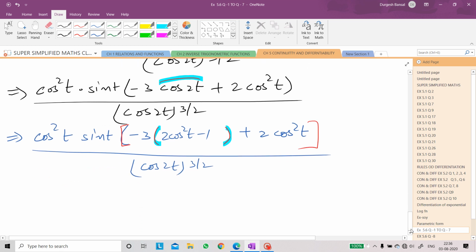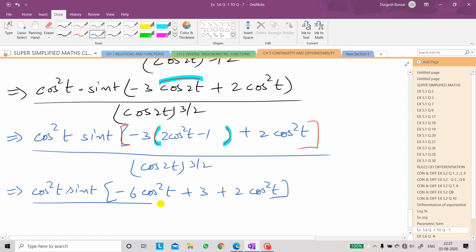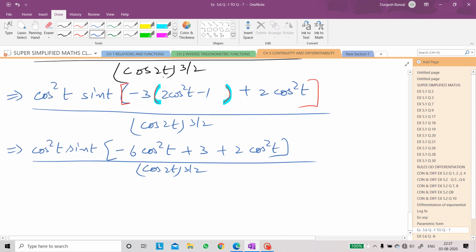So now we shall be multiplying minus 3 with 2 cos square t minus 1. So the next step will be cos square t sin t, and in the bracket we will have minus 6 cos square t plus 3 plus 2 cos square t, whole divided by cos 2t raised to the power 3 by 2. Now we add up minus 6 cos square t and 2 cos square t.